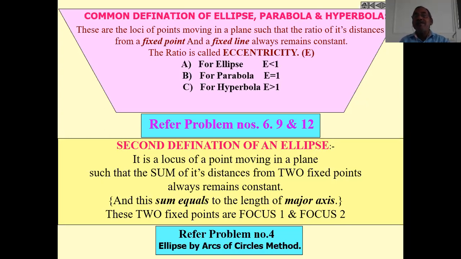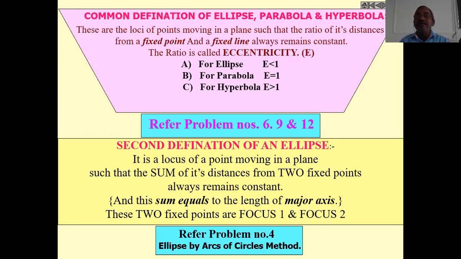So for today, let us discuss how to construct the ellipse by those 4 special methods. Namely, the arcs of circles method is the first method. It is also called the intersecting arcs method. Do remember, all this is very, very important. The name itself gives some hint to us how we are going to get that, right? Arcs of circles method.